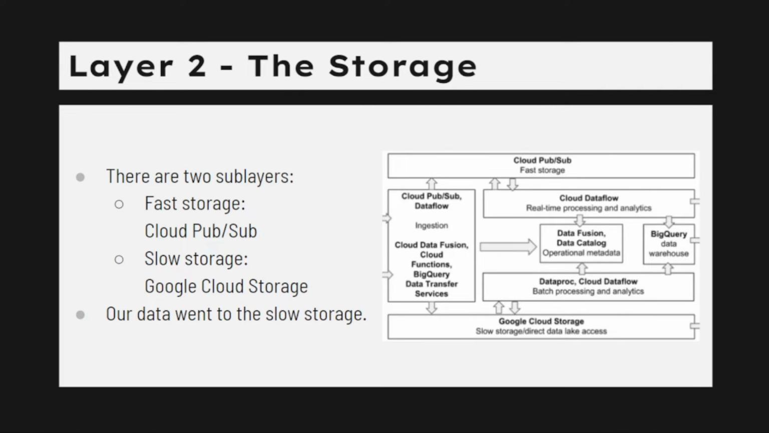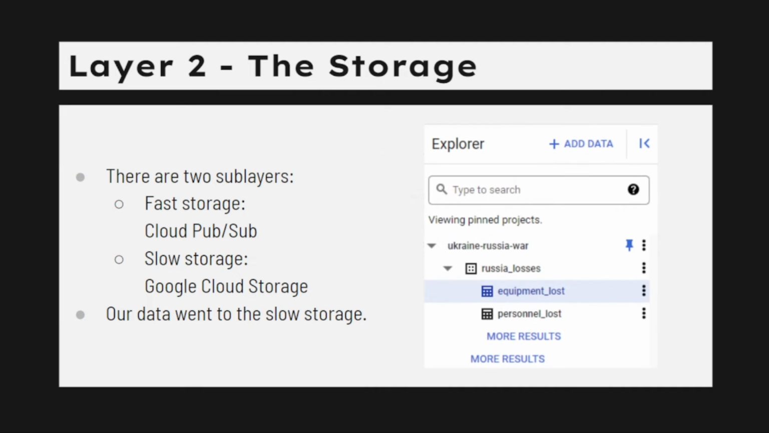The second layer on Google Cloud Platform would be storage, and there are two sublayers: fast and slow storage. Our data went to the slow storage. From the first layer, we were given a directory, and that directory is our storage layer. We are focused on the slow storage because it has direct data lake access, and the directory is what Google Cloud Platform created for us automatically.